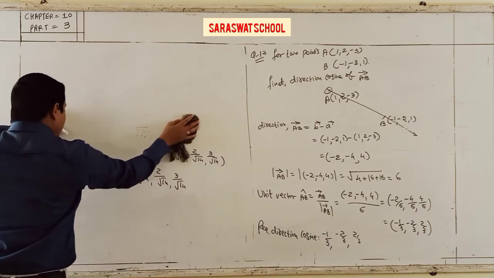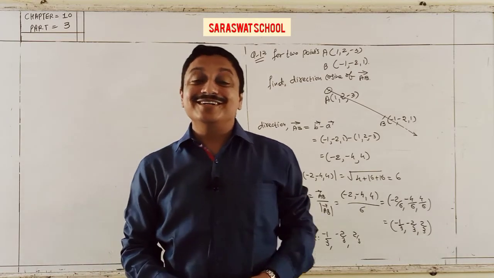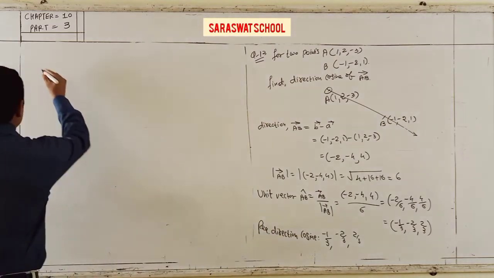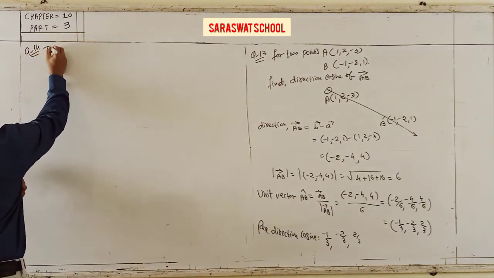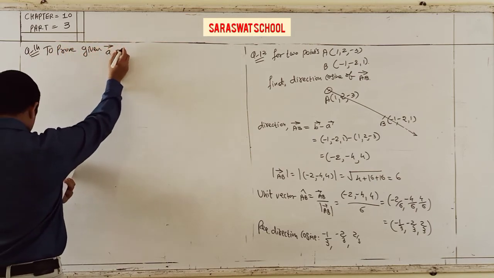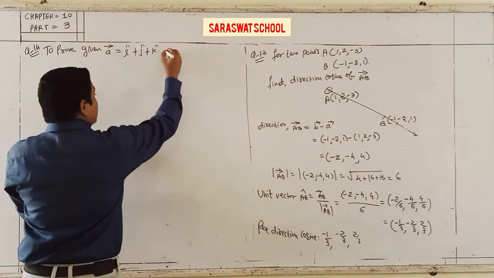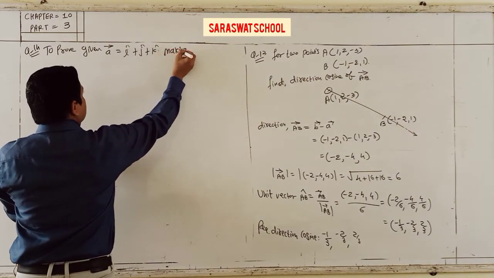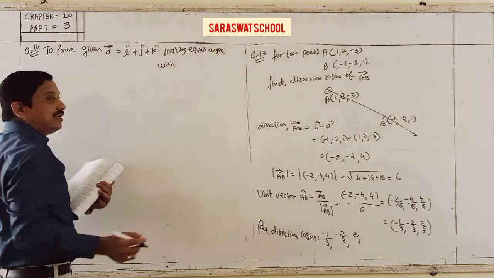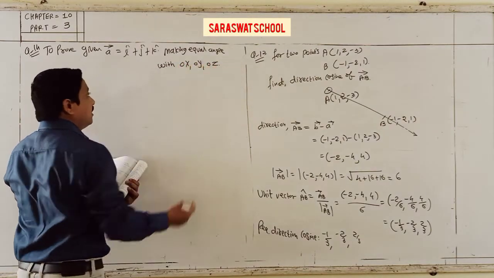Question 14 also is the same. Prove that the given vector is equally inclined with the axes OX, OY and OZ. To prove: the given vector i plus j plus k makes equal angles with OX, OY and OZ.